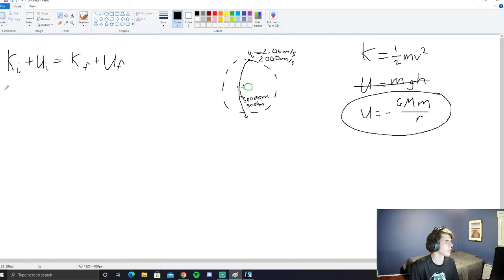So let's plug these in. We're using 1/2 mv squared, and this is minus big G, big M, little m over r. This r is the distance between the center of the Earth and the asteroid. The distance between the center of the Earth and the Earth's surface is just the radius of the Earth, RE. The distance between the surface of the Earth and the asteroid, we're going to write as RM.